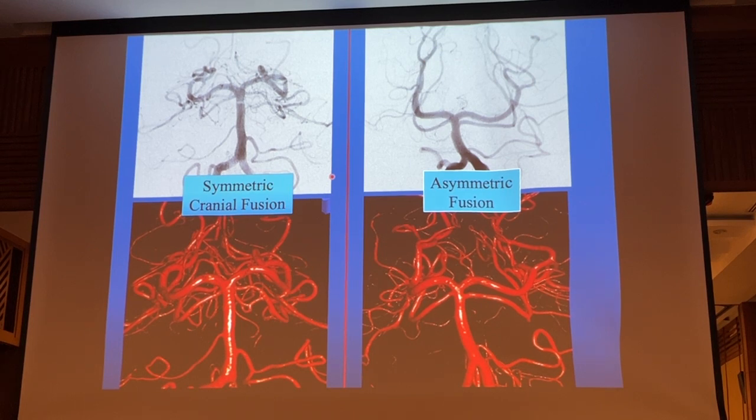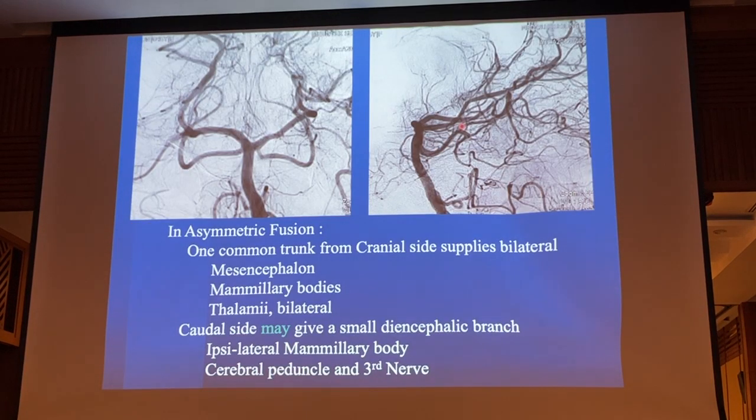If it's asymmetrical, one side gives a more dominant supply to diencephalic and mesencephalic regions. Okay, one trunk from the cranial side supplies bilateral mesencephalic, mammillary bodies, and thalami. Okay? Caudal side may give a small diencephalic branch, ipsilateral mammillary body, or cerebral peduncle, and third nerve as well.